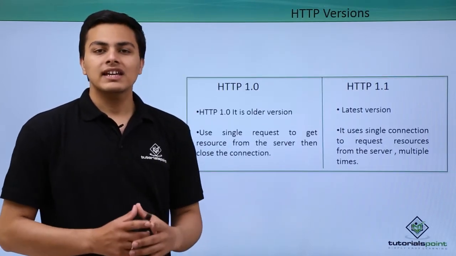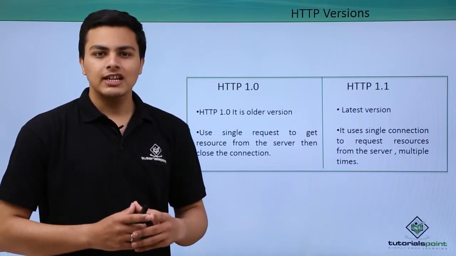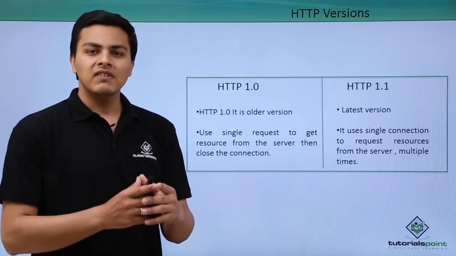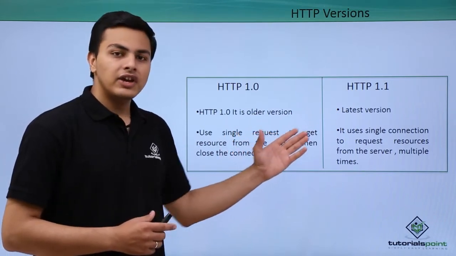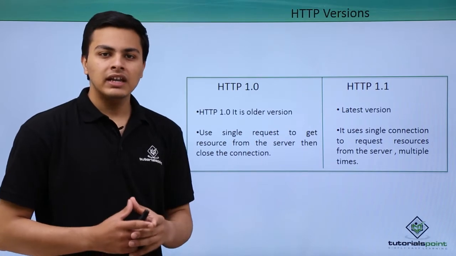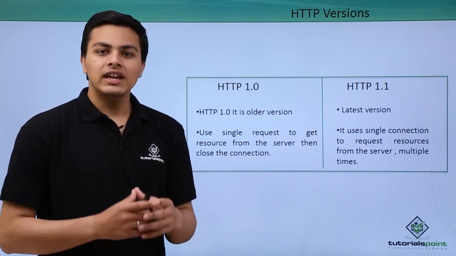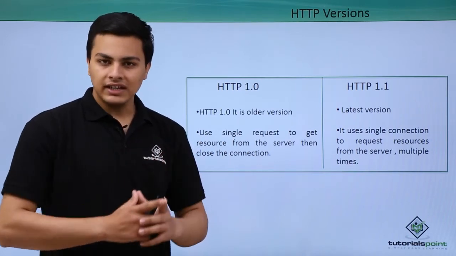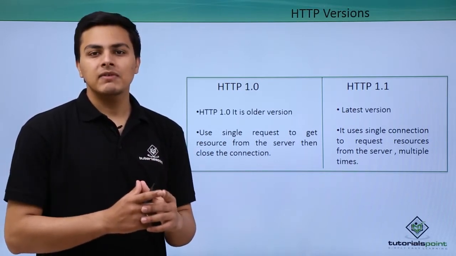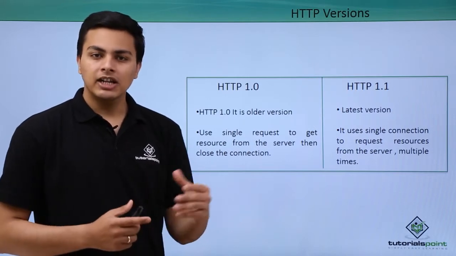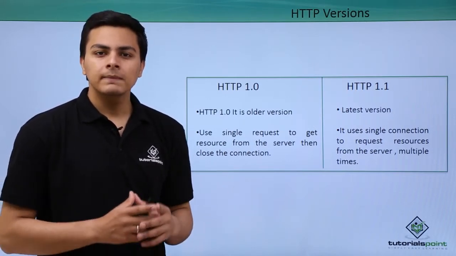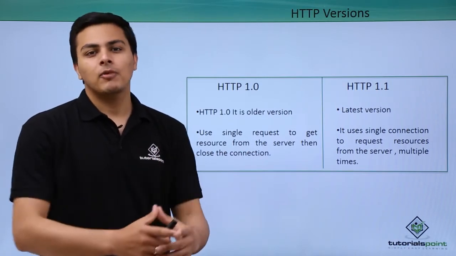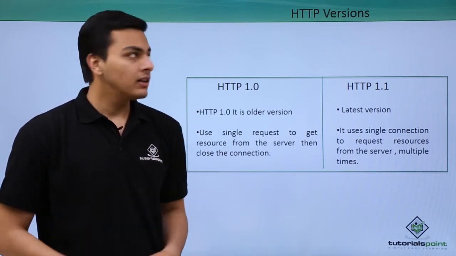Now let's talk about HTTP versions. So there are two HTTP versions, HTTP 1.0 and HTTP 1.1. HTTP 1.0 is the older one, whereas HTTP 1.1 is the newer one and is used nowadays. In HTTP 1.0 we can request only one resource in one connection, whereas by using HTTP 1.1 we can request multiple resources from the server using a single connection. Now let's talk about HTTP 1.0 and HTTP 1.1 working in much more detail.